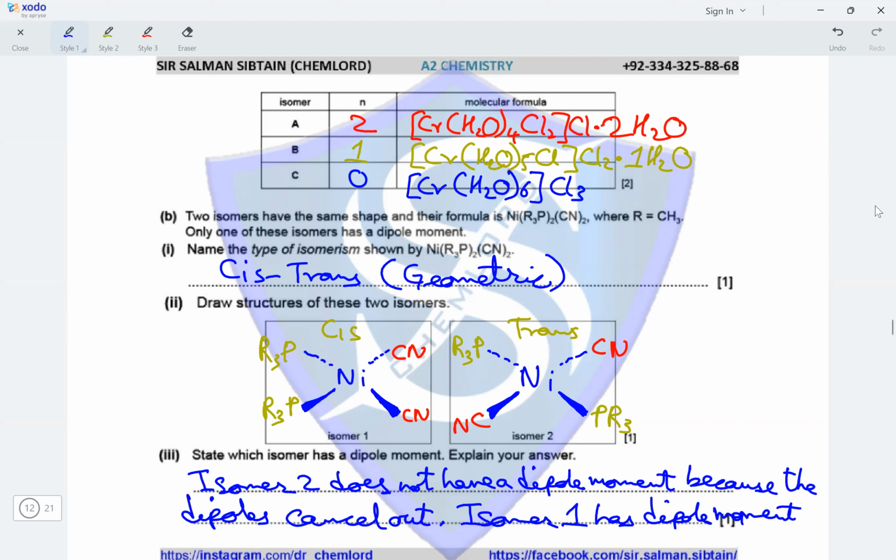And the reason for this is because they are positioned on adjacent bonds, and thus the dipoles do not cancel out. So isomer 1 here will be the one that has a dipole moment, and isomer 2 will not have a dipole moment as they cancel out.